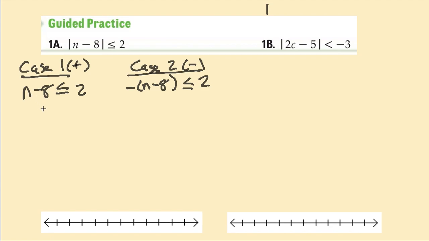So let's do case 1 first. We always seem to do the easier ones first, don't we? So n is less than or equal to 10.